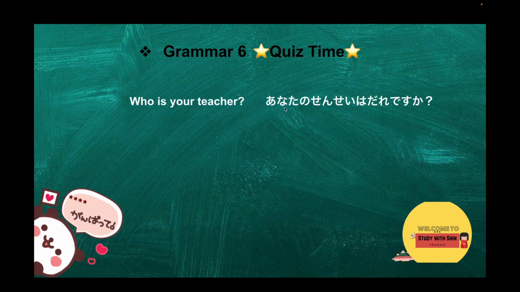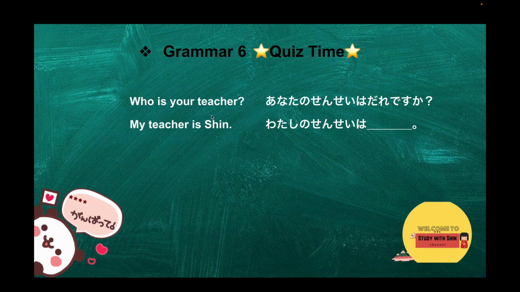And then now let's do the quiz, alright? Now I will ask you, who is your teacher? あなたの先生は誰ですか? 誰 means who. あなたの先生 your teacher. あなたの先生は誰ですか? Who is your teacher? If you just directly translate it, it would be your teacher who. But we are in English, so in English, the correct sentence would be who is your teacher?